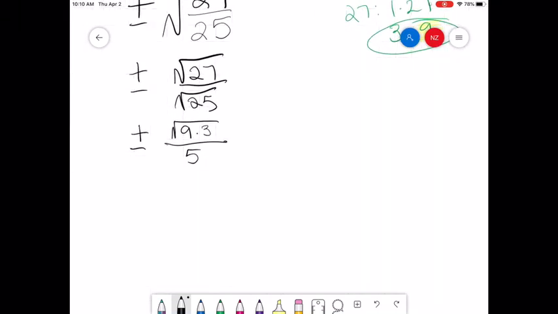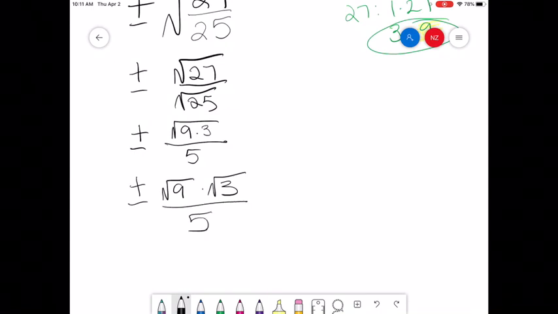Now I'm going to break apart the top radical even more. So instead of 9 times 3, I'm going to write the square root of 9 times the square root of 3, all over 5. Now take a look, I can actually simplify something here. The square root of 9 is a perfect square. That means I can square root it. That would be 3. So my final answer here is going to be 3 root 3 over 5. This is what I would type into my HMH, okay?